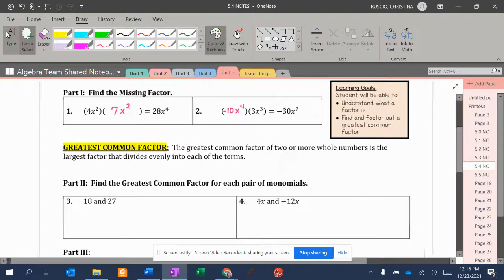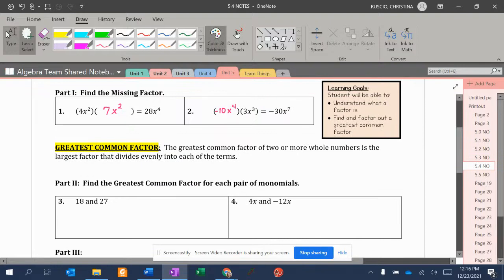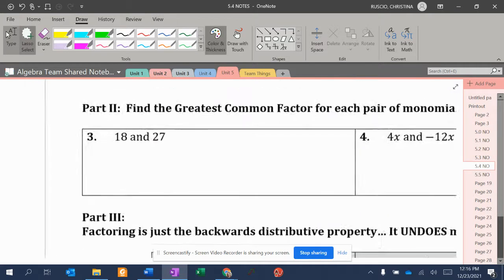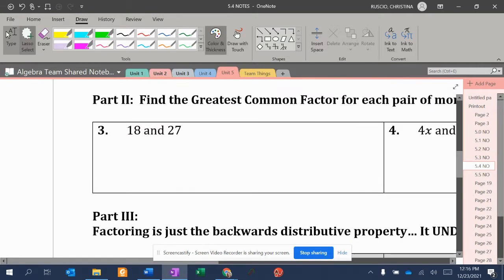All right, so now we're going to dive into the greatest common factor. It's the common factor of 2 or more whole numbers, and it divides evenly into each of the terms. We can find the greatest common factor of numbers and variables, or a combination of both.